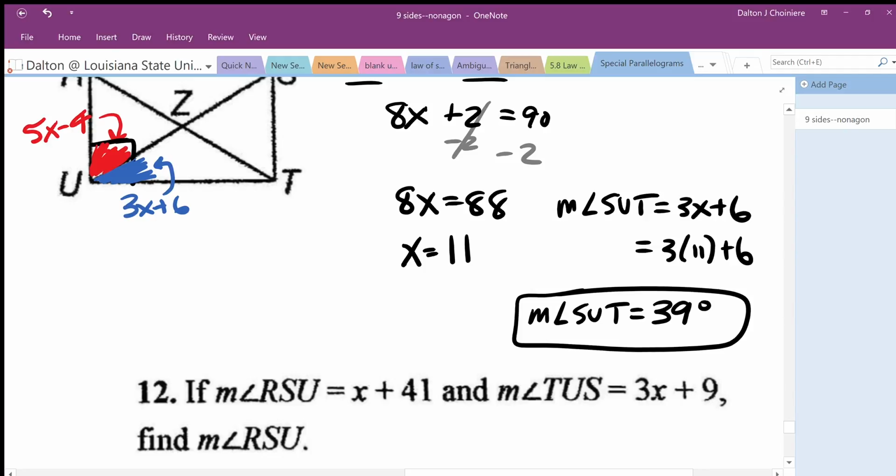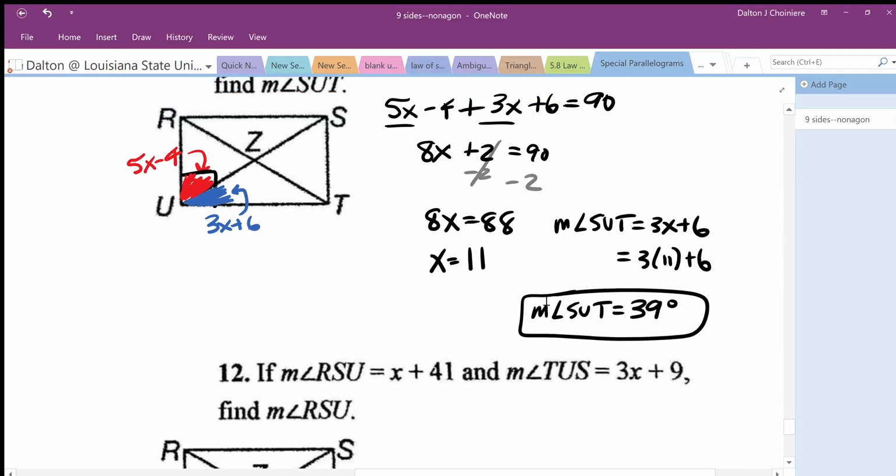So it's not so bad, but the thing is you have to know these characteristics of rectangles though in order to know how to set them up.